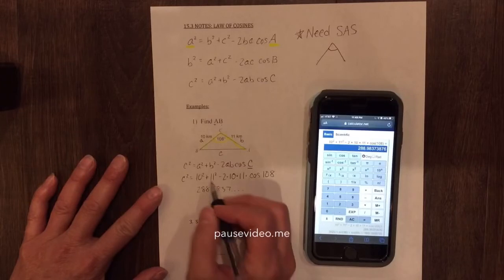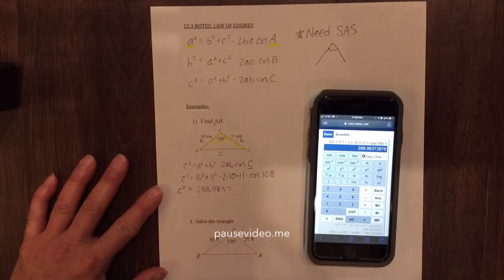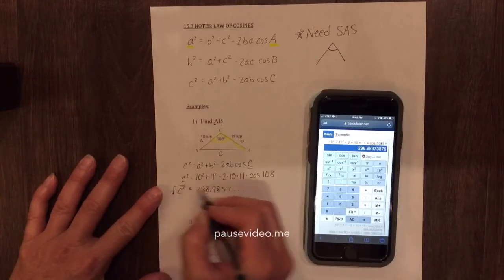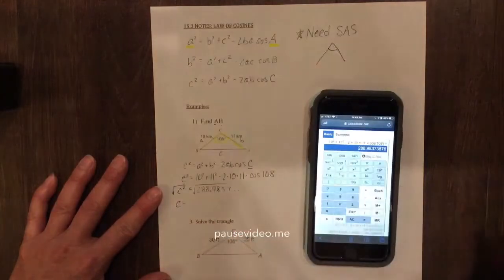This is not my final answer because this is not what C equals. It's equal to C squared. So how do I get rid of a squared? You do the inverse operation where you're going to take the square root of both sides. And that will give me C equals the square root of this big long number.